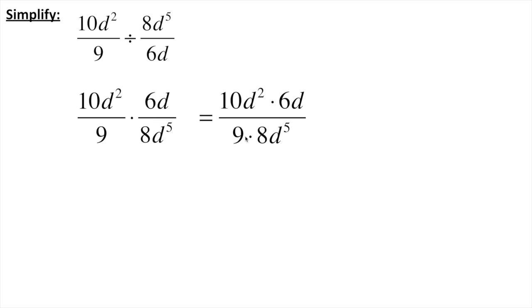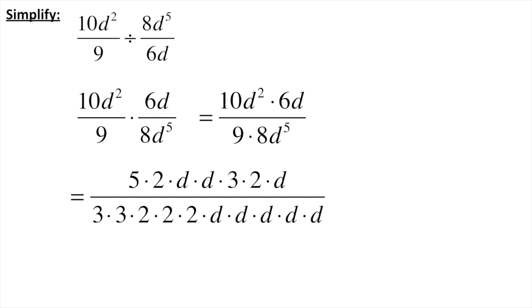The next step, what I'm going to do is break each one of these down. 10 is really 5 times 2. D squared, I've got d times d. And over here, I didn't put all the d's together. You could if you want to. The order doesn't matter. But 6d is 3 times 2 times d. Same thing on the bottom. 9 is 3 times 3. 8 is 2 times 2 times 2. And then d to the fifth, I've got 5 d's down here.